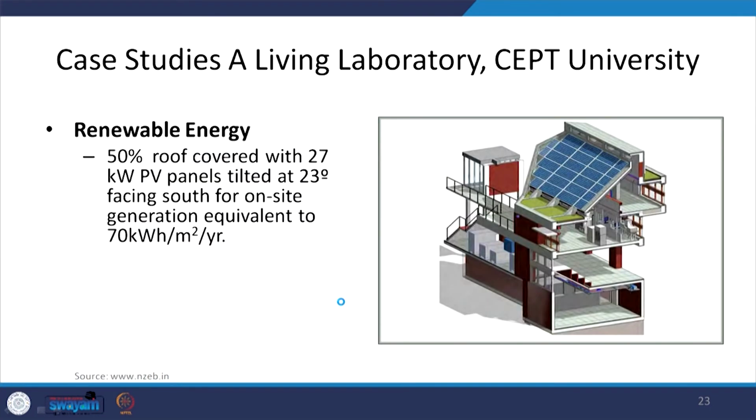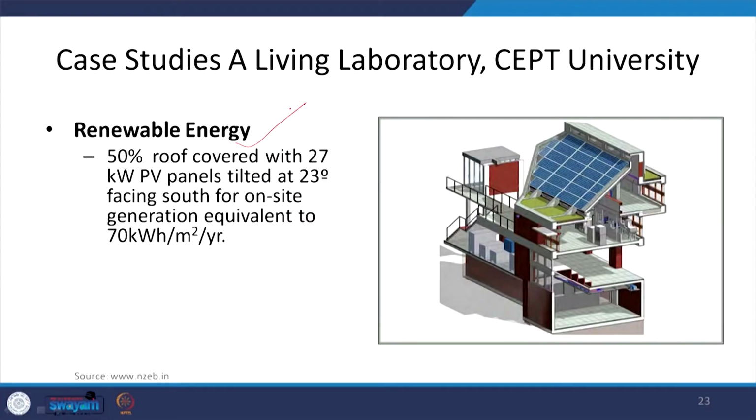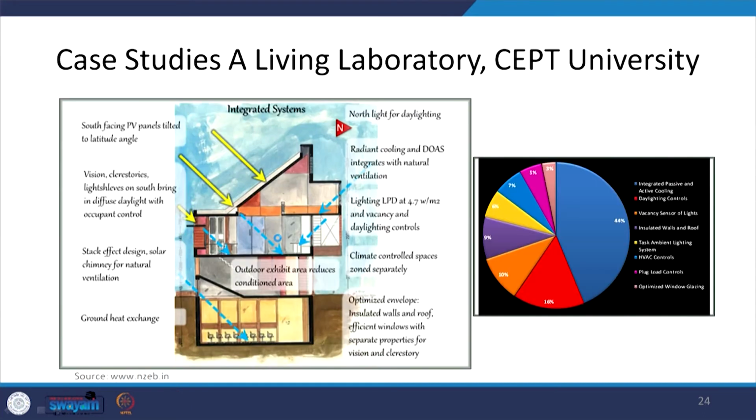Once these passive and active strategies were incorporated into the building and the EPI was reduced to 58 kilowatt hour per meter square per year, renewable energy was further added, where 50% of the roof was covered with these photovoltaic panels, and they were able to generate the equivalent amount of energy which was consumed in the building, thereby making this entire building a net zero energy building.